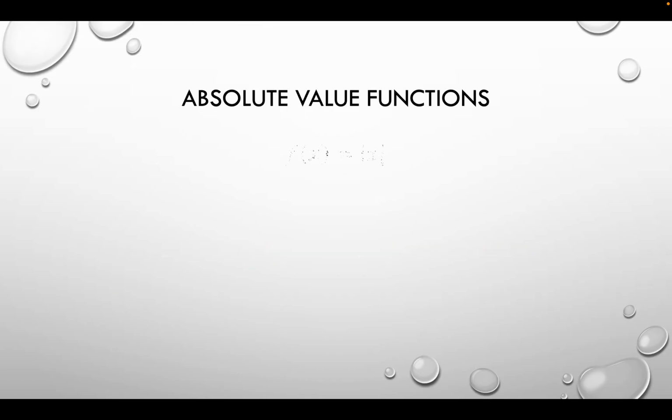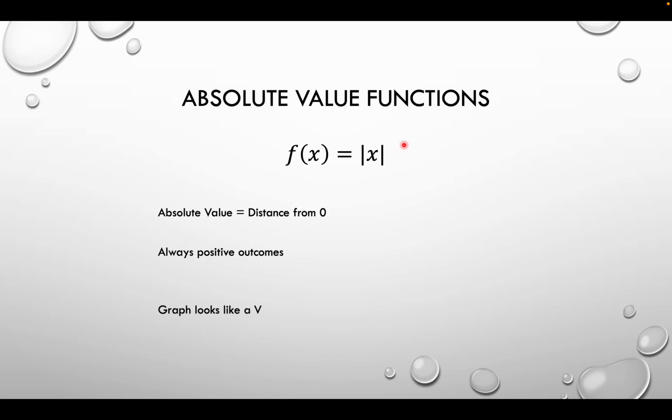Absolute value functions. F of x equals the absolute value of x. So we have these bars surrounding x. Those are our absolute value bars. Absolute value is the distance from 0 on a number line. It's always positive outcomes, and the graph looks like a V.